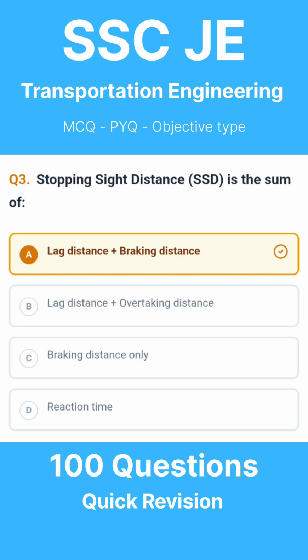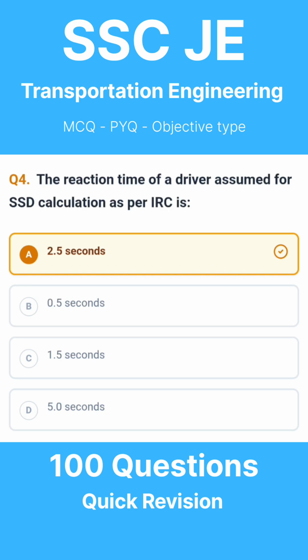Question 3. Stopping sight distance. Stopping sight distance is the sum of. The correct answer is lag distance plus braking distance. Question 4. The reaction time of a driver assumed for stopping sight distance calculation as per IRC is. The correct answer is 2.5 seconds.